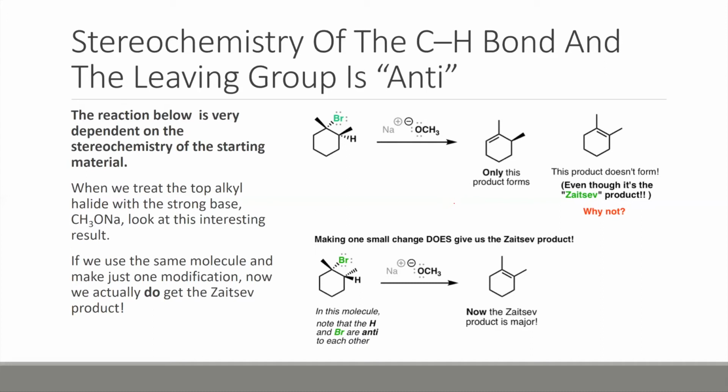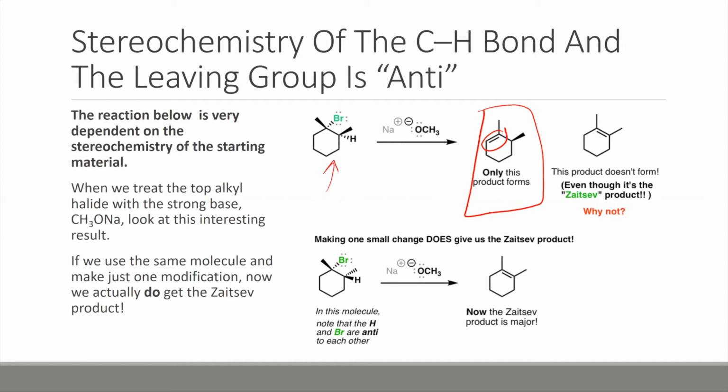So for example, in our top reaction here, if we treat the top alkyl halide with a strong base, this will progress an E2 type reaction. You get this non-Zaitsev product, this product that is not on the most substituted double bond. This is the product that you form. And that's when we start with this ring right here.